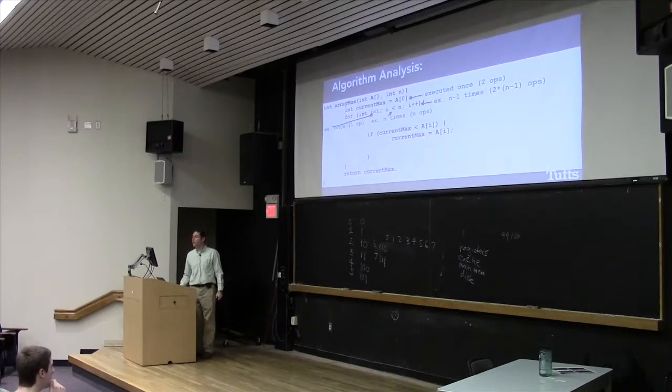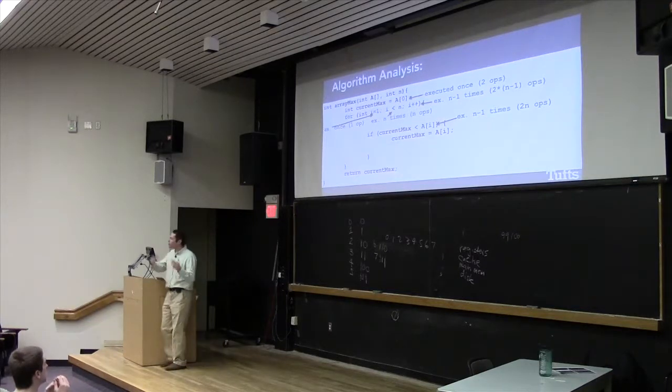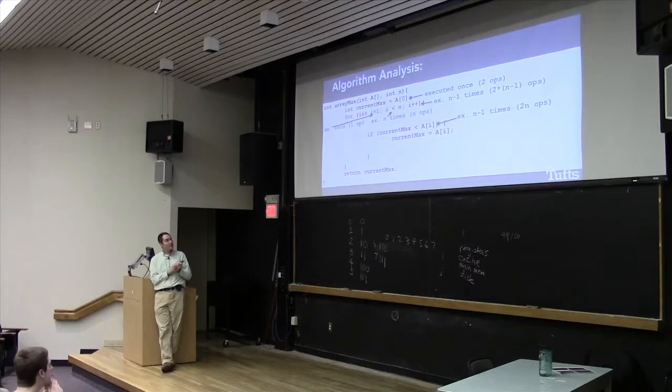Let's go into the loop here. Inside the loop, we do this little check, and we do another comparison, right? We have to do a comparison with the less than sign, and then we also have to dereference the value from the array. That's 2 operations. How many times do we do that? We do it n minus 1 times. This is where the n minus 1 comes in, where we actually do this part inside n minus 1 times. And so that's 2n operations.